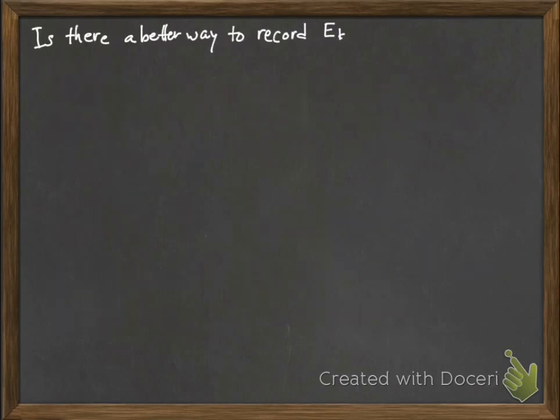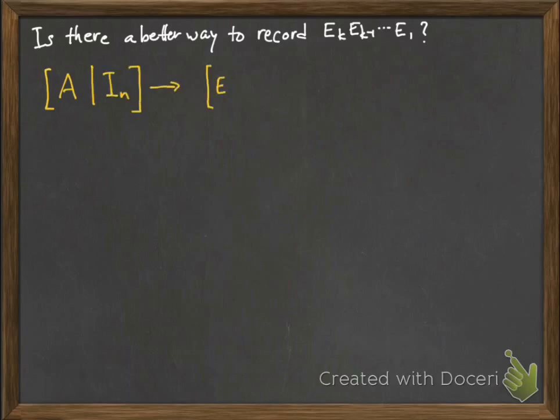So now, is there just a better way to record this product, EK down to E1? There is. If you notice, when you're doing the row reduction, the Gaussian elimination, instead of just writing down the matrix A, I'm going to write this sort of mega augmented matrix. I'm going to put A on one side and the n by n identity matrix on the other. Now an elementary row operation is going to correspond to multiplication on the left by a matrix. We'll call it E1.